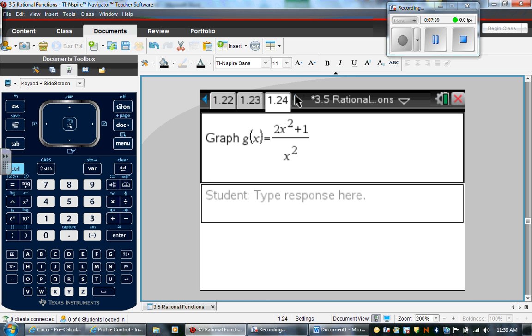Okay, so now we're gonna do some practice with graphing. So we've got 2x squared plus 1 over x squared. And so we should start thinking automatically about what kind of things we have here. Do we have a vertical asymptote? Do we have a horizontal asymptote? So we're going to take a minute to actually go through this and graph it out by hand.